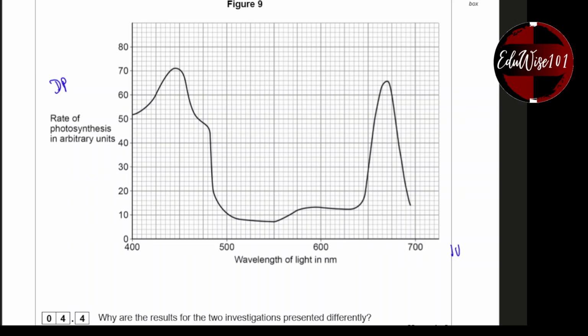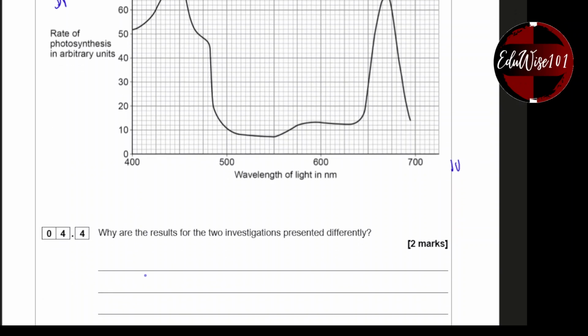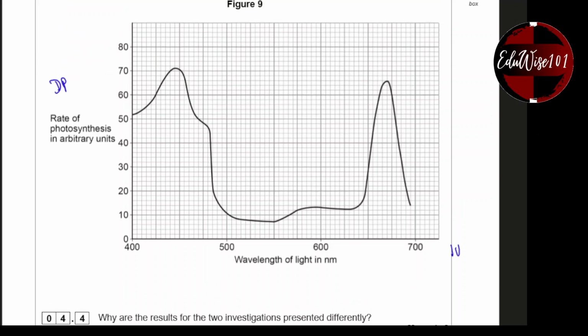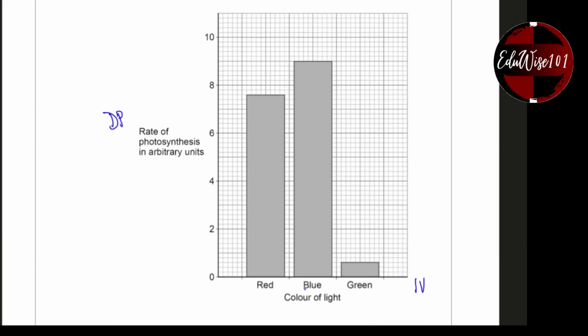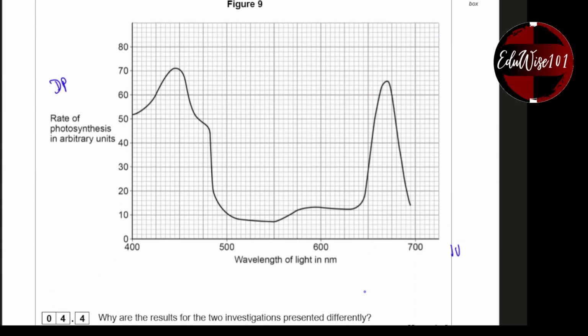Question 4.4. Why are the results for the two investigations presented differently? So why is it presented in a bar graph in the first part, and in a line graph in figure 9? Well, here you've got both the independent variable and the dependent variable as numbers, which are continuous variables. Here you've got numbers and categories, so you call them discrete variables. So if you have one of the variables in discrete form, different categories, then you'll have to present it in the form of a bar graph.